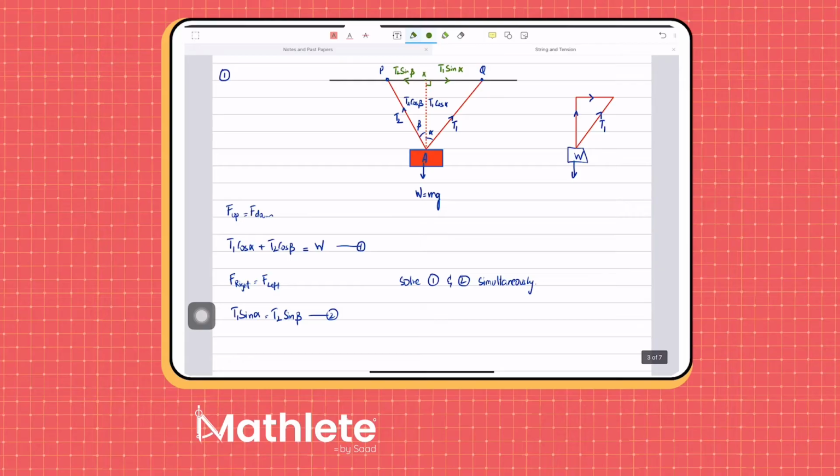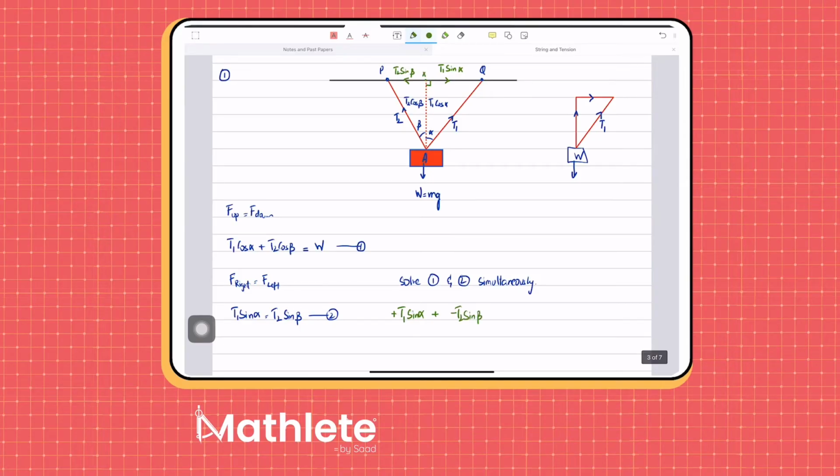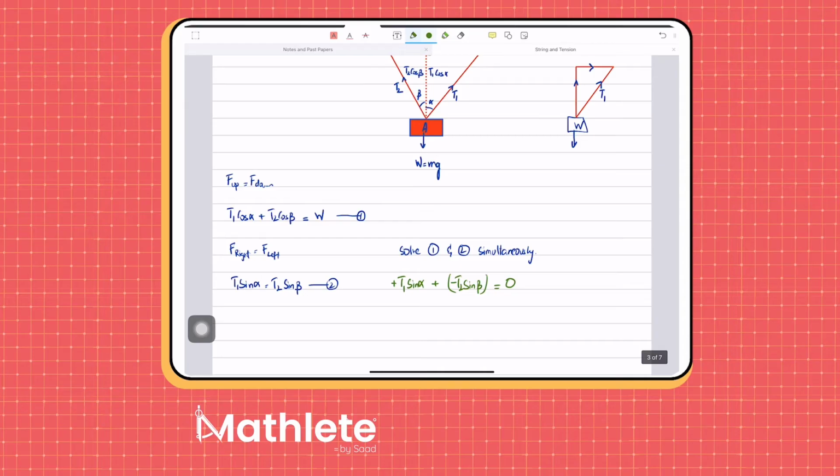So if you look at the horizontal forces, another way of forming this equation would be T1 sine alpha, positive because it's acting towards the right, plus minus T2 sine beta. Why minus? Because it's acting towards the left. And because we're talking about the resultant, this is going to be equal to 0. Then if you let T1 sine alpha be on this side and you take T2 sine beta across the equals sign, you end up with the exact same equation. So either you can do left equals to right, or you can do resultant equals to 0. Either way, you will get the same equation.